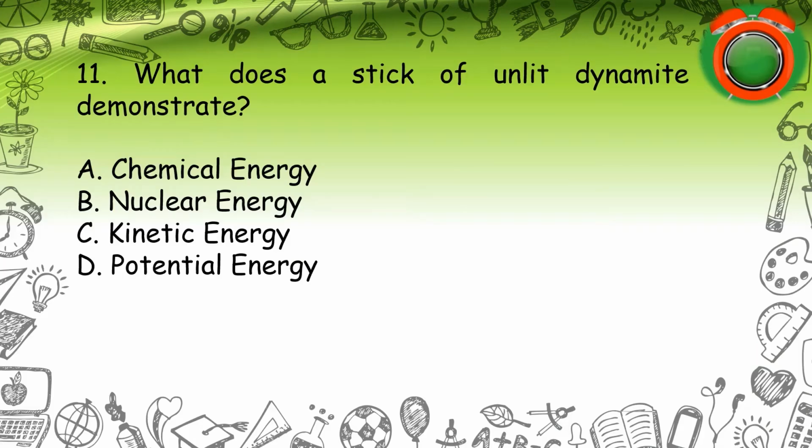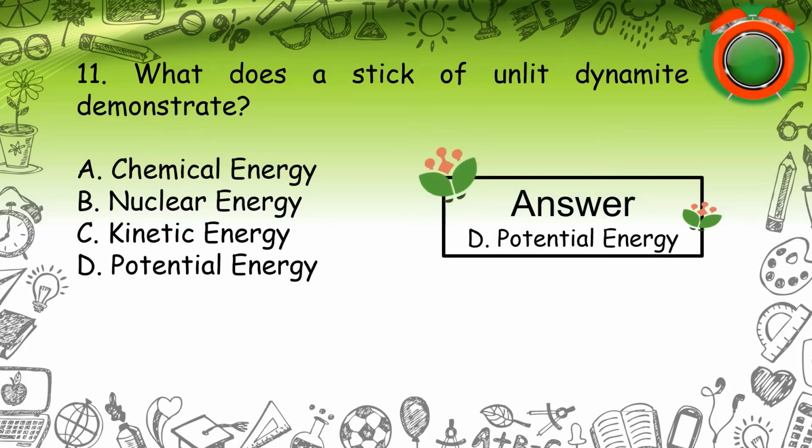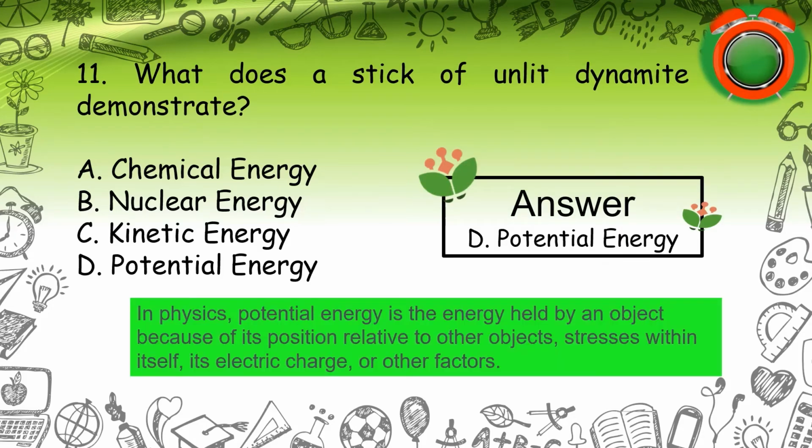Number 11 question. What does a stick of unlit dynamite demonstrate? A. Chemical energy. B. Nuclear energy. C. Kinetic energy. D. Potential energy. Answer is D. Potential energy.